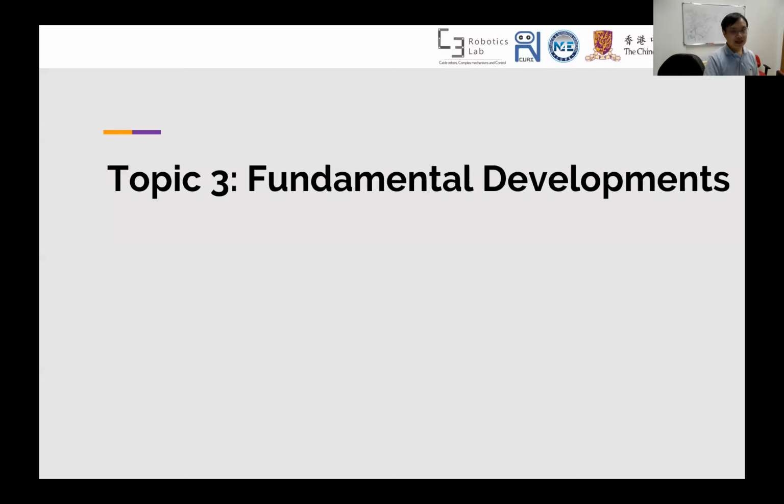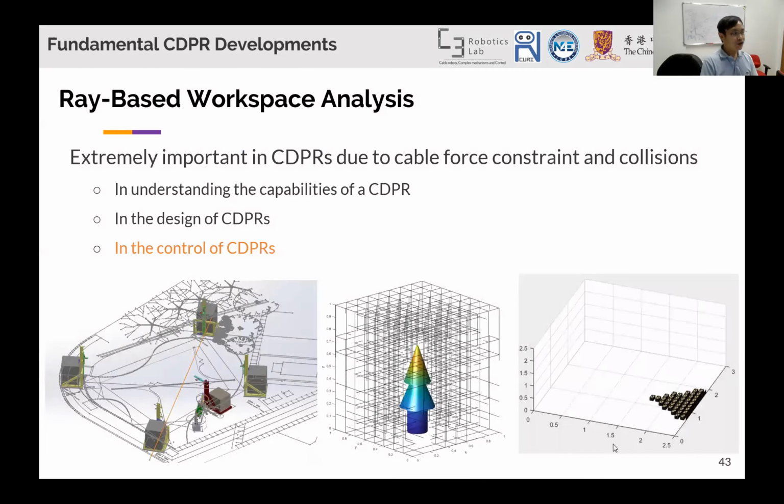So then in the fundamental analysis, I've picked a few. There's been different work we obviously do with all the students we have, but I picked a few that I think are interesting, or at least have some concepts that I want to share with everyone and to think about, some cables for thought. So the first one is workspace analysis. A lot of work we've been doing recently is on a type of workspace analysis called ray-based workspace analysis. So I'd like to talk about that. That's very different to the typical types of workspace analysis in the past.